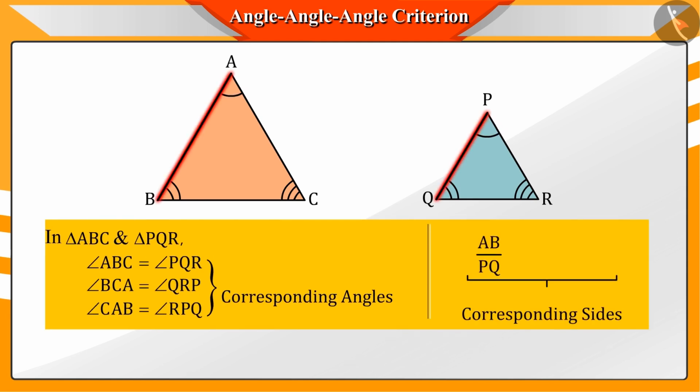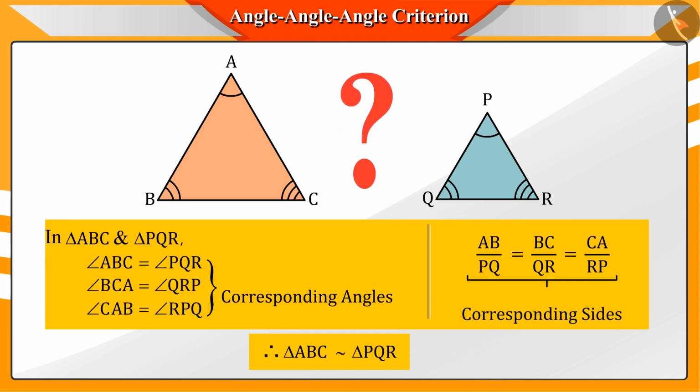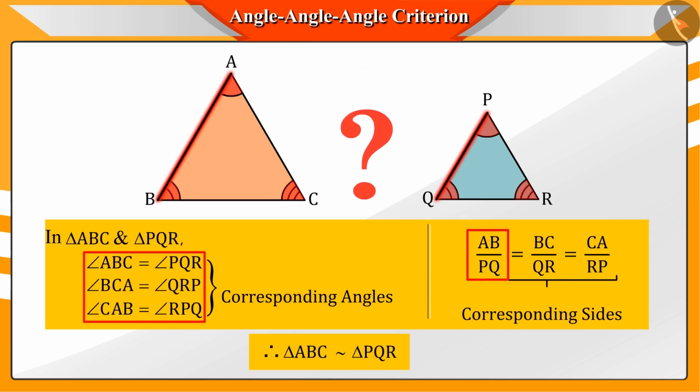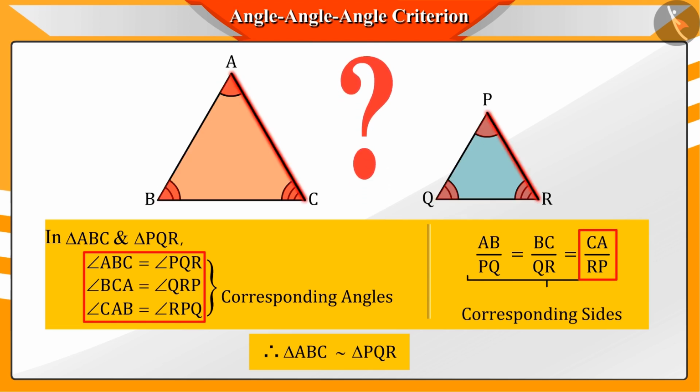Now, a question that arises is that for testing the similarity of triangles, should we always have to check if the pairs of corresponding angles are the same and the ratio of their corresponding sides are also the same?